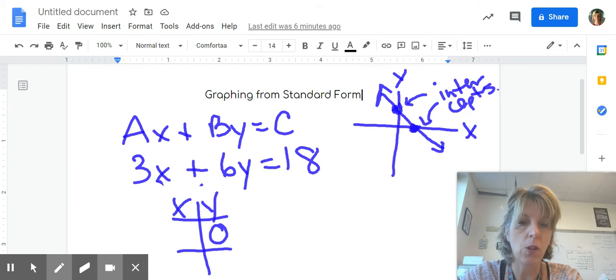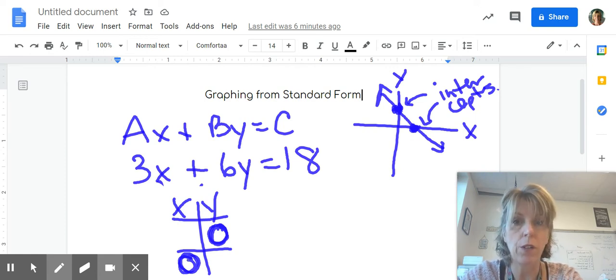Where it crosses the y-intercept, y will have some value, some number associated with it, but what will the x be? The x will always be 0 in that case. So if I can find those 2 points, the point where y is 0, that's the x-intercept, and the point where x is 0, that's the y-intercept, I can graph this line.